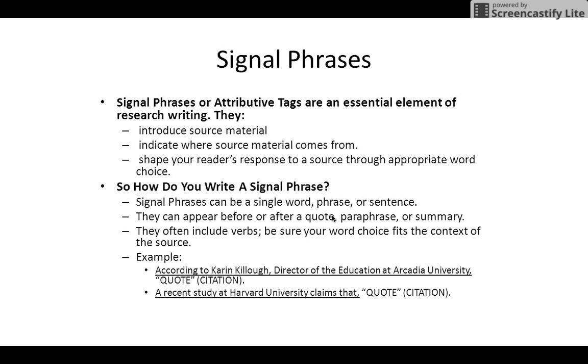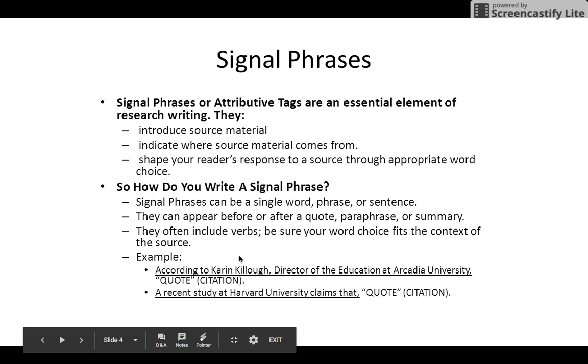I want to go back to the second bullet here where it says that the attributive tag can be used with a paraphrase or a summary. You cannot paraphrase someone else's work and claim it as your own. You must include an attributive tag. Here we have examples of exactly how to do that.